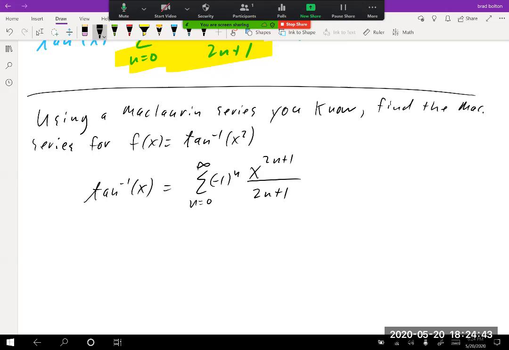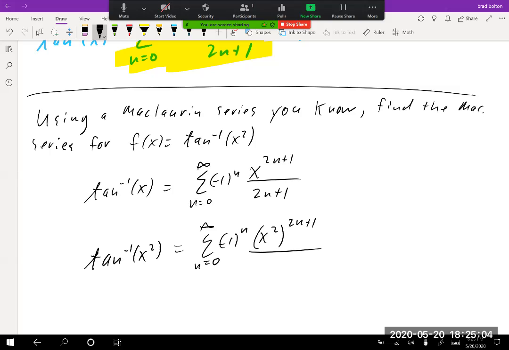Now, the only difference is we're not dealing with arctan of x, we're dealing with arctan of x squared. So literally all you do is you plug in x squared everywhere you see an x. And that's it. I just took x squared and plugged it in right there. Now I get the series n equals 0 to infinity of negative 1 to the n, x to the 4n plus 2 all over 2n plus 1. That's all there is to it. That's why memorizing these can let you do much more complicated and difficult functions.